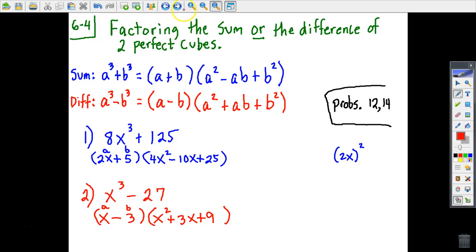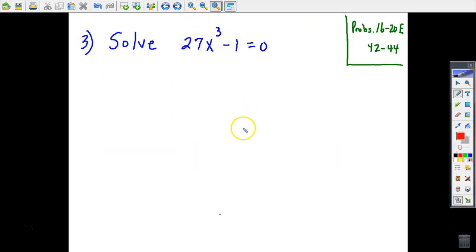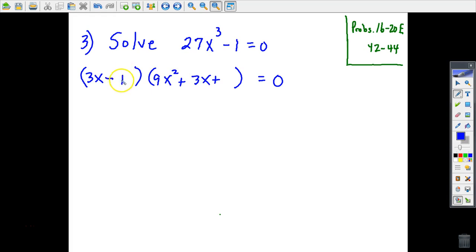Alright, so let's take a look at how we would apply this factoring process in solving equations involving either the sum or the difference of two perfect cubes. Alright, well I have the difference of two perfect cubes here, so I'm going to start by factoring the cube root of the first term minus the cube root of the second, and then my quadratic trinomial will be the first of these terms squared plus these two terms multiplied together, 3x times 1, plus the b, the second term, squared, which is also 1.